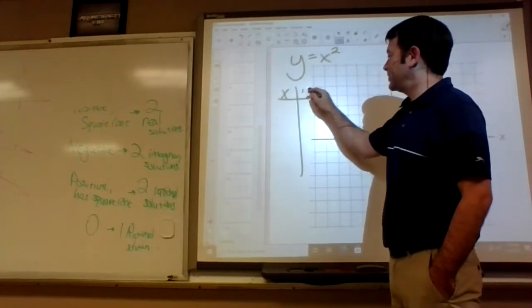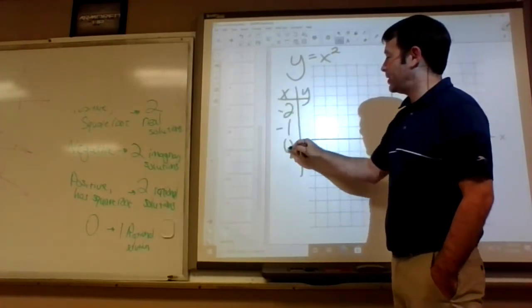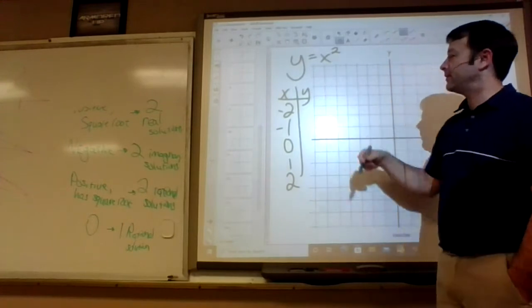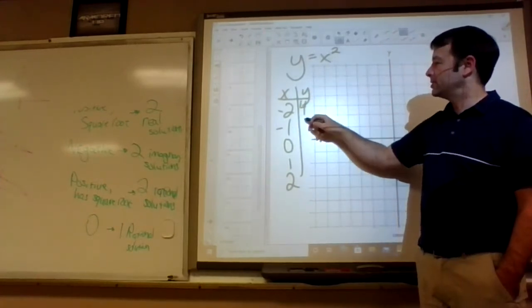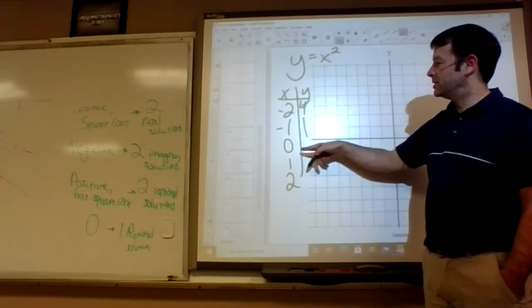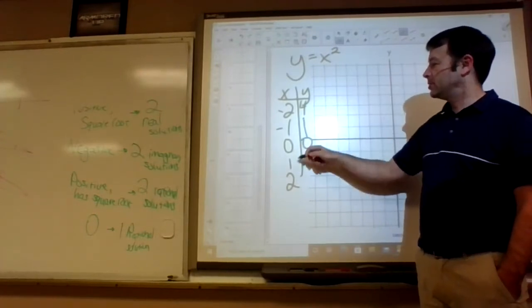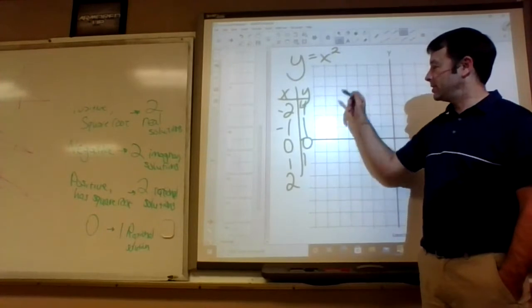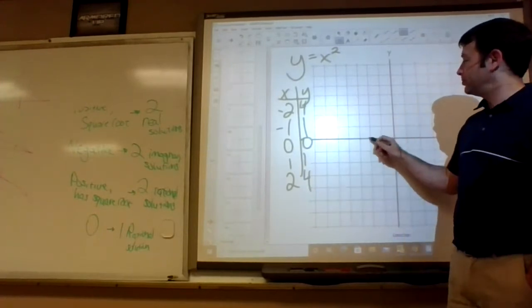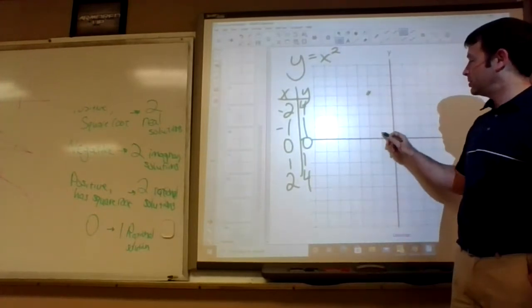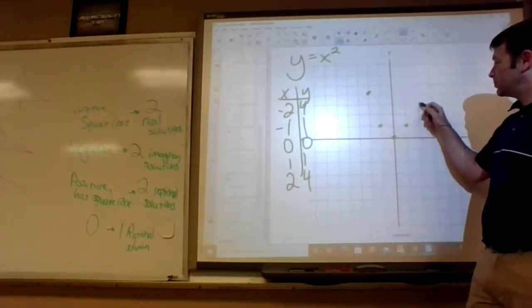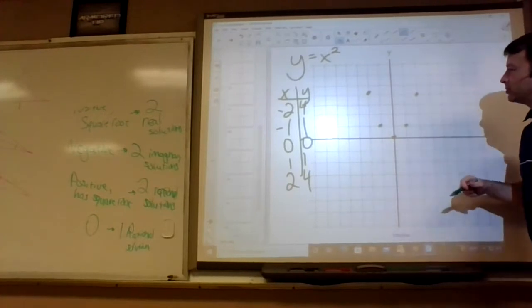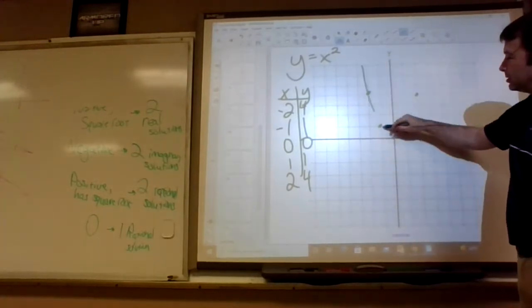If I plug in -2 for x, what's gonna come out for the y value? -2 squared is 4, -1 squared is 1, 0 squared is 0, 1 squared is 1, 2 squared is 4. So the points are -2, 4; -1, 1; 0, 0; 1, 1; 2, 4. Do you guys remember what this shape is called?